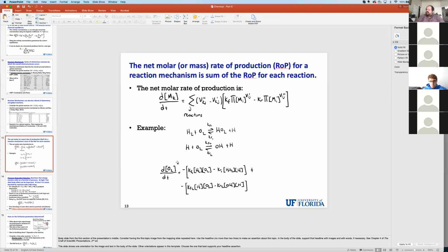Now we add to that the rate of production for the second reaction. The net change of moles across the second reaction for O2 is again -1, so I'm going to multiply this by -1. Then I have Kf2 times the concentration of H times the concentration of O2, minus Kr2 times the concentration of hydroxyl times the concentration of H. So again, you apply the same thing, just once for each reaction.